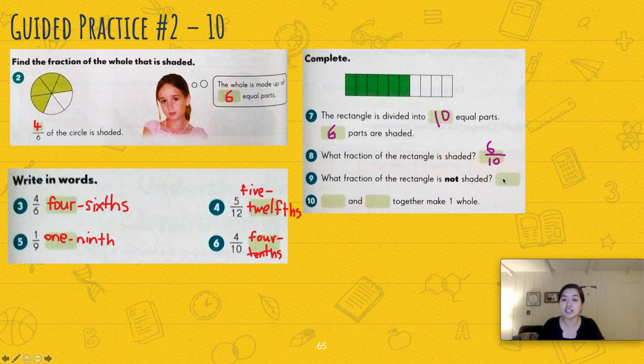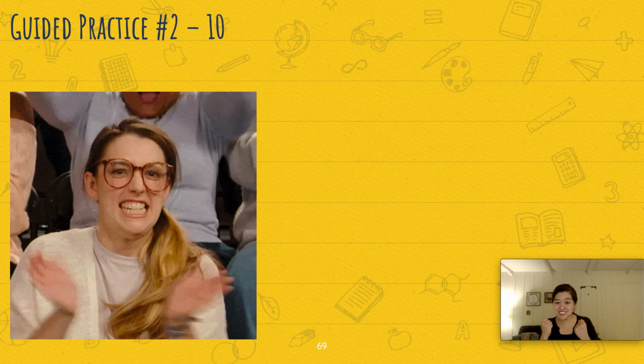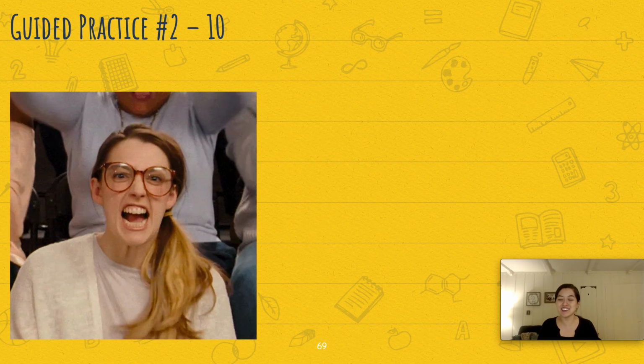What fraction of the rectangle is not shaded? Again, they're asking for a fraction, so I'm going to draw a fraction bar. Not shaded is the specified parts, and that's 1, 2, 3, 4 parts that are not shaded. And the bottom number is the total parts, which is 10. So 4/10. Here, if we have the shaded plus the unshaded, it makes one whole. So what's the fraction of the shaded? And what's the fraction of the unshaded? Together, they make one whole. So 6/10 and 4/10 together make one whole. How'd you do? I think you guys are getting the hang of it.